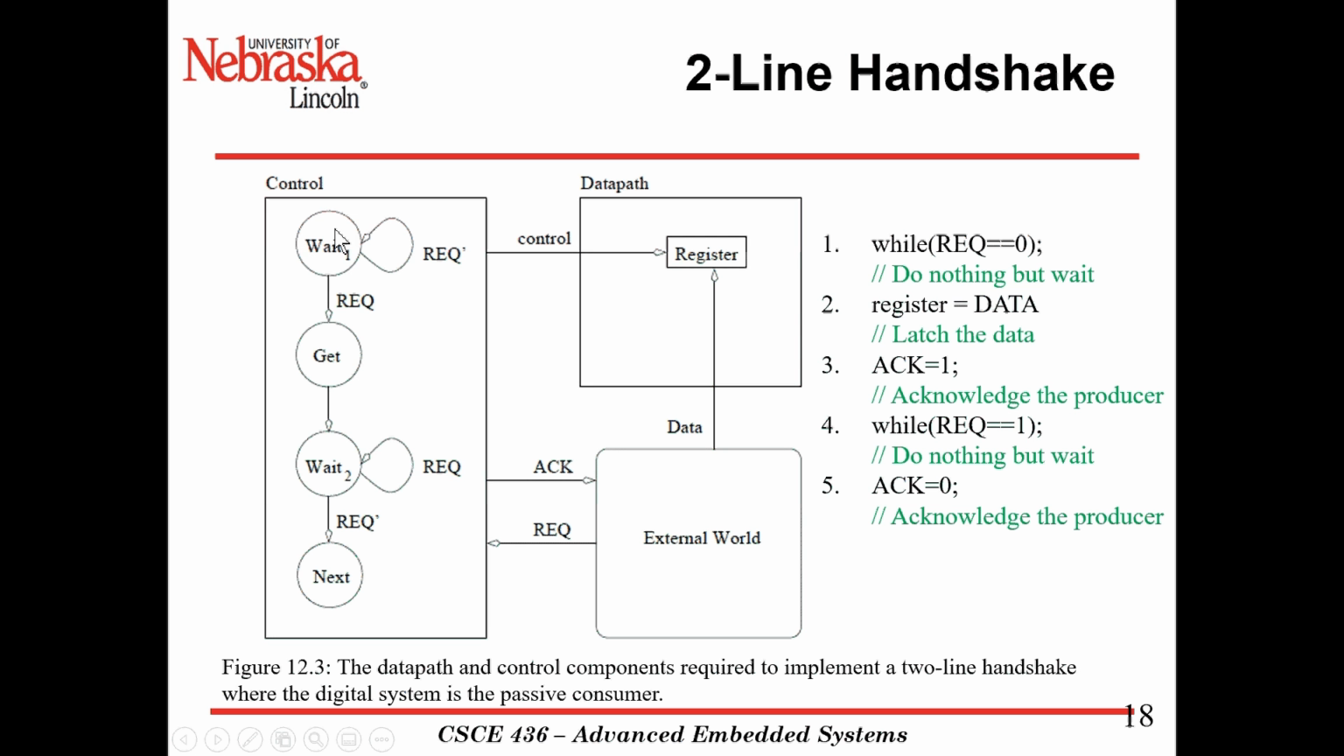Wait while request is 0. Once request is 1, we get that value, and it's going to register that value from the external world into the register. And wait here while request is 1, and once that drops, it goes to the next. And in so doing, the outputs to this control system are the acknowledge signal to the external world, where it's acknowledging and then dropping that acknowledge signal, that two-line handshake.